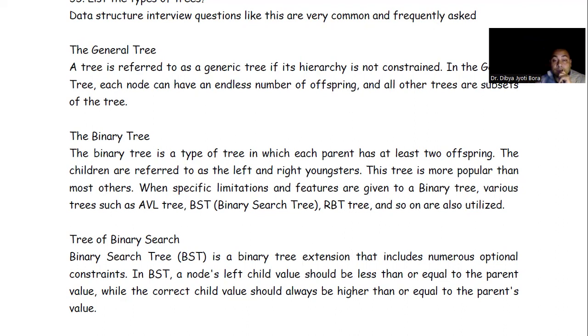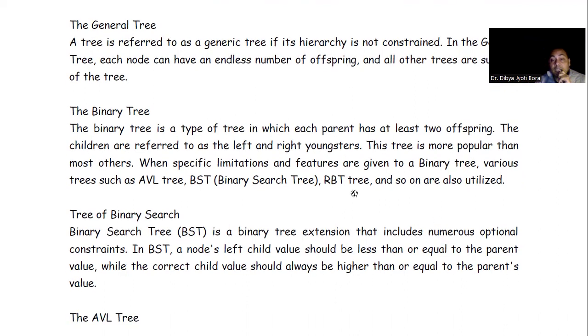Right? Got it? When specific limitations and features are given, then that binary tree becomes either an AVL tree, binary search tree, RBT, like that.